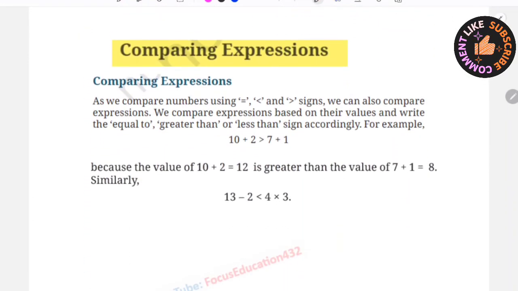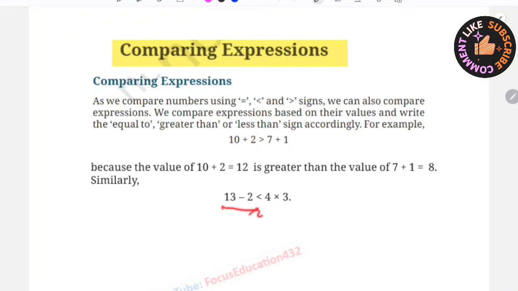Now the next topic is comparing expressions. For comparing expressions, we have either equal to sign or less than sign or greater than sign. Right. Comparison is done by something may be equal to the other thing, or it may be less than the other thing, or it may be greater. That is natural. So here if you see left side of the expression here, 10 plus 2 is what? 10 plus 2 is 12. So 12 is greater than 7 plus 1. So 12 is greater than 8.